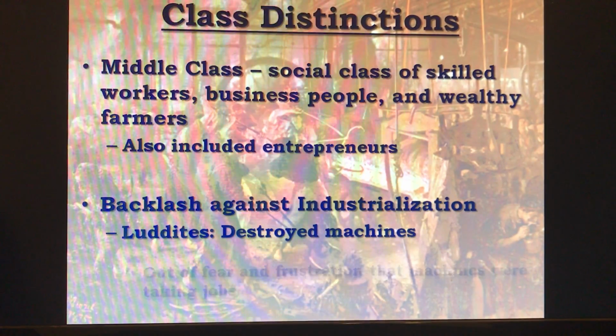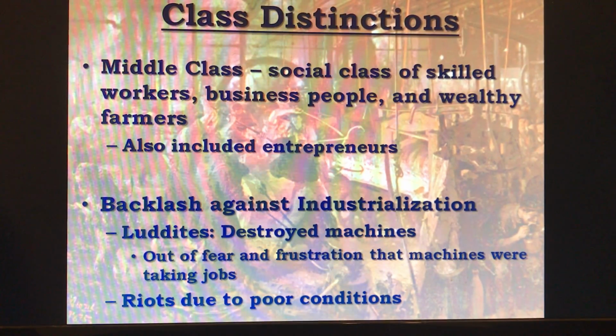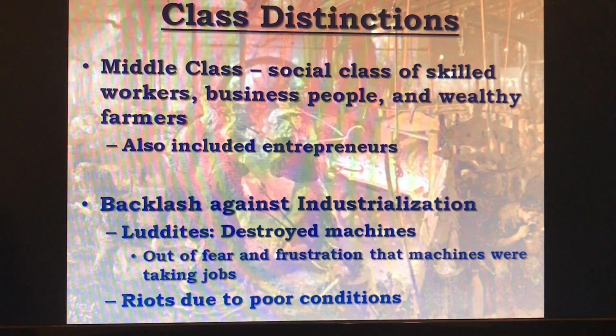All right, so we get into a little class distinction now. We start to see what is truly a middle class start to pop up during the Industrial Revolution. Now the middle class, they're a social class of skilled workers. These are people with skills who can go into a factory, go into a forge, and make things. They have certain skills that businesses are looking for. Sometimes even the middle class could be wealthy farmers. Okay, these are all people that had certain skills, and sometimes in the case of entrepreneurs, they simply had money to get businesses going.